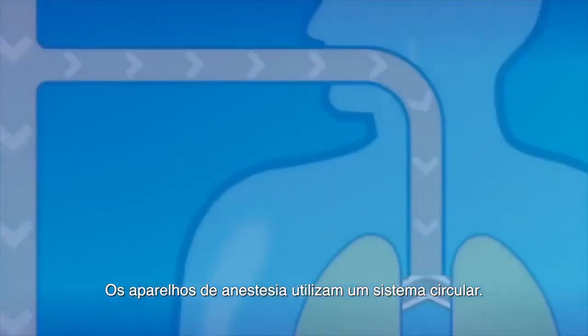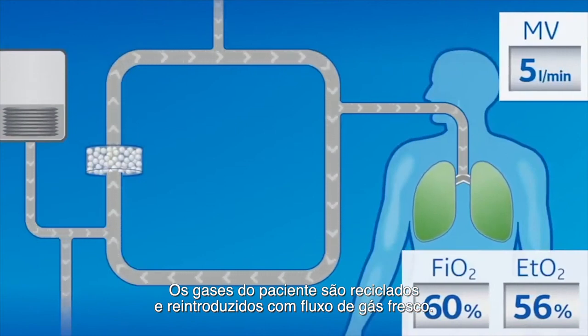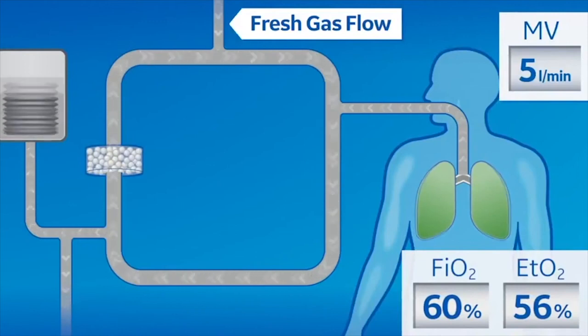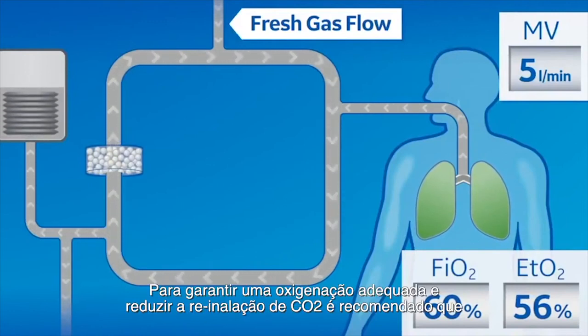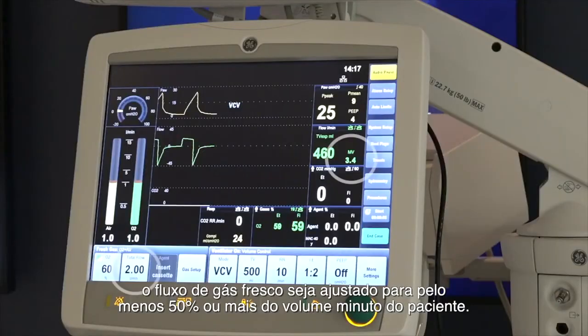Anesthesia machines use a circle system. Patient gas is recycled and reintroduced with fresh gas flow. To ensure adequate oxygenation and to reduce CO2 rebreathing, it is recommended that the fresh gas flow setting be set to at least 50% or more of the patient's minute volume.